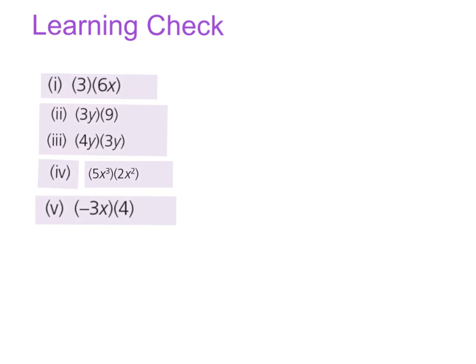Okay, the learning check is 5 sums. Each sum is asking you to do box multiplication, multiply out the following. Another way you'll know it's multiplication is you can see all the brackets around.